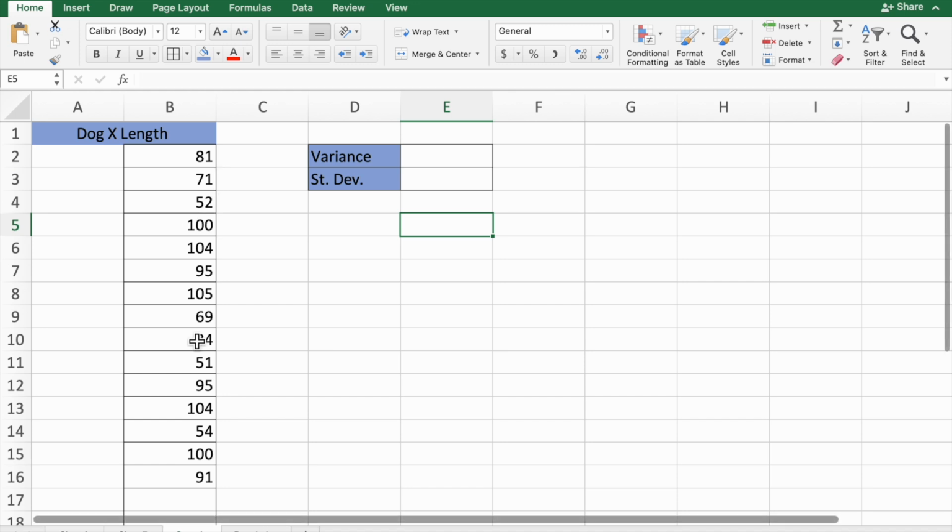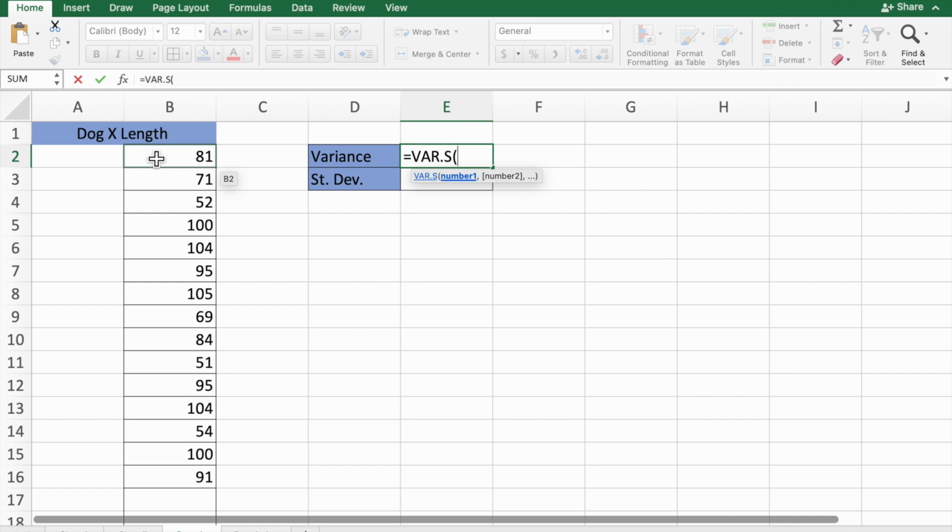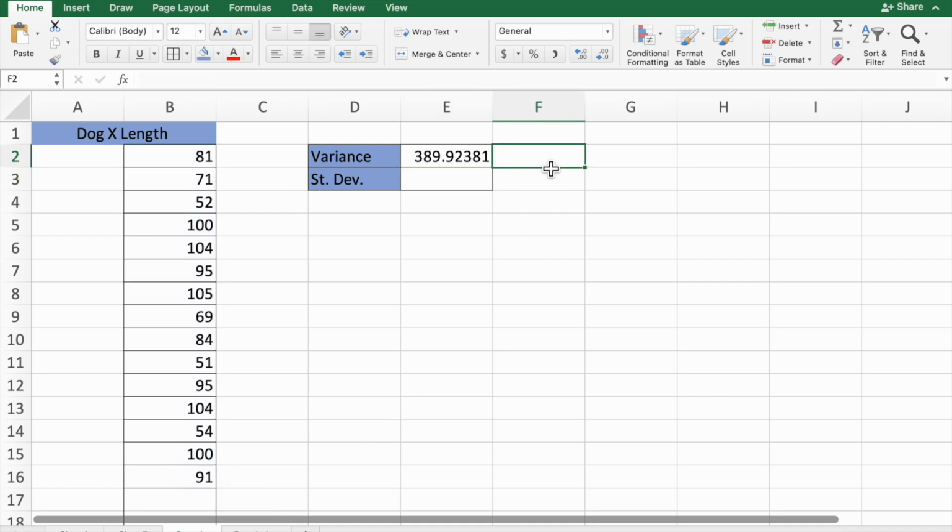Okay, so to find out sample variance, here you will see I have a sample of dog's x length. Okay, this is the sample. So how to find out? I will find out here. What you have to do is press equals to, then var.s. Okay, then choose all the numbers, bracket close, enter. So this is the variance. Okay, it is in centimeter square.